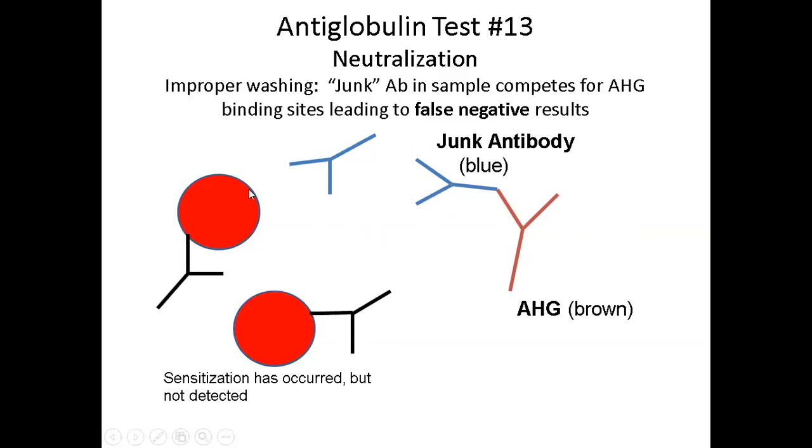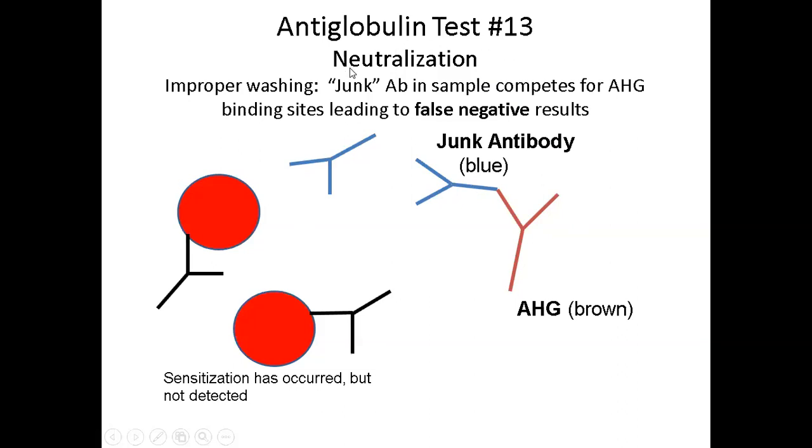Okay, so failure to wash properly, the binding sites of our anti-IgG could be taken up by junk antibody, and basically this is going to look like a negative when we centrifuge this tube, okay, because this is not attached to a red cell, so we're not going to see any agglutination here. It's going to look like a negative result.